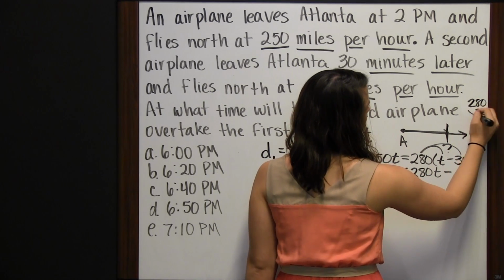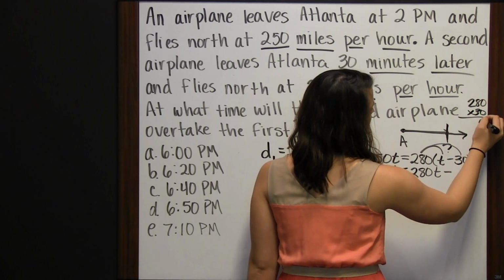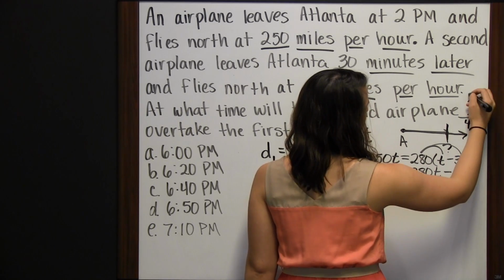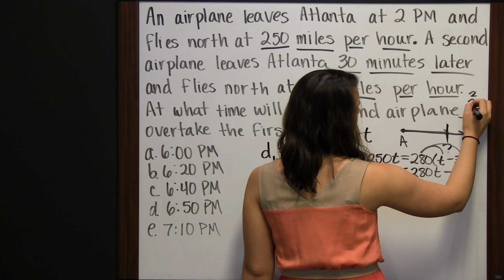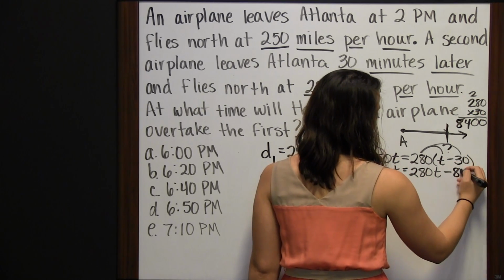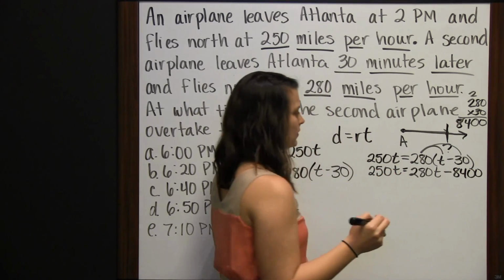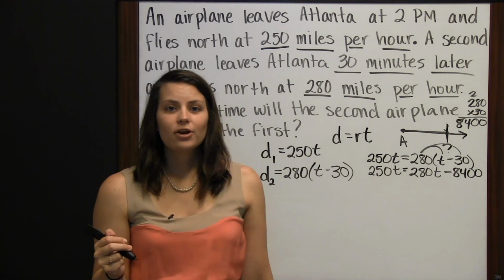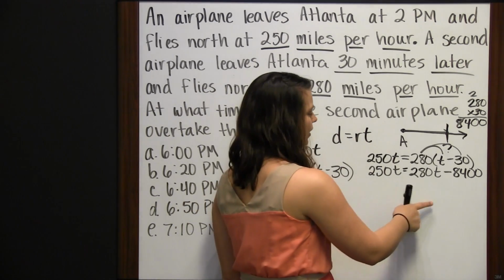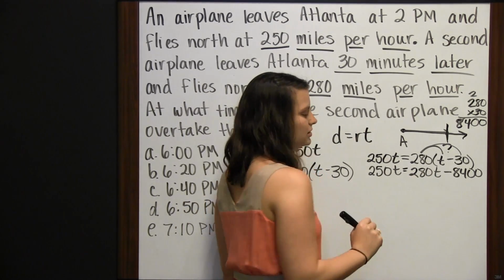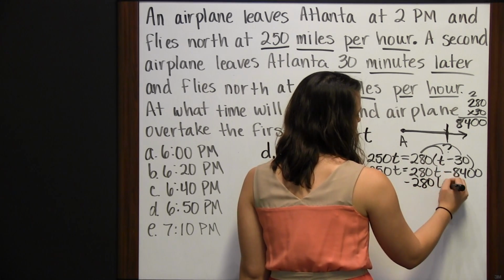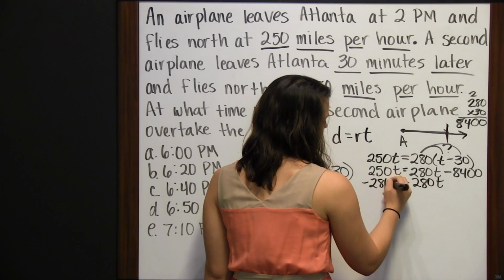280 times 30: 0 placeholder, 3 times 0 is 0, 3 times 8 is 24, 3 times 2 is 6, plus 2 is 8. That's 8,400. Now we need to get all of our variables on the same side of the equation. We don't want to have t on the left side and t on the right side. So I'm going to subtract 280t from both sides.